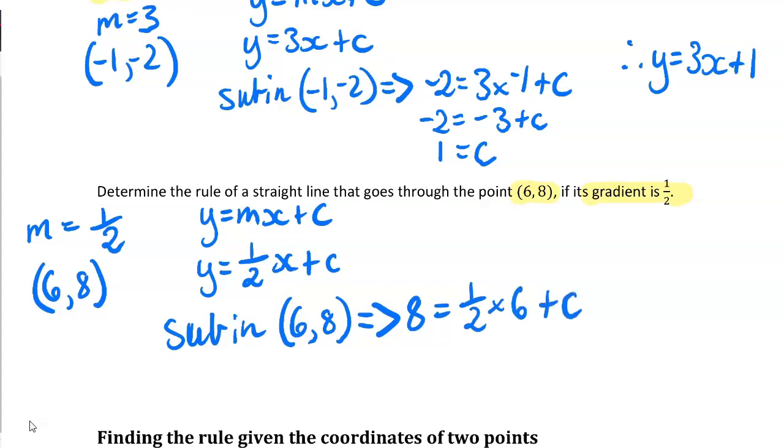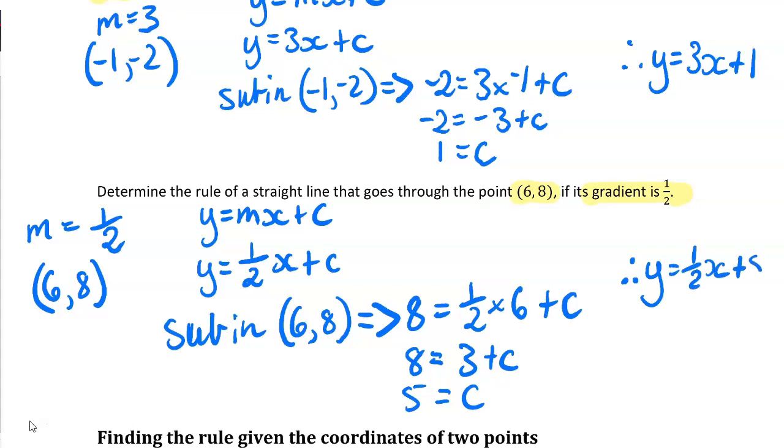And now I have to solve for c. So 8 equals 3 plus c. I'm taking away 3 from both sides. So 5 equals c. Therefore, the equation is y equals half x plus 5.